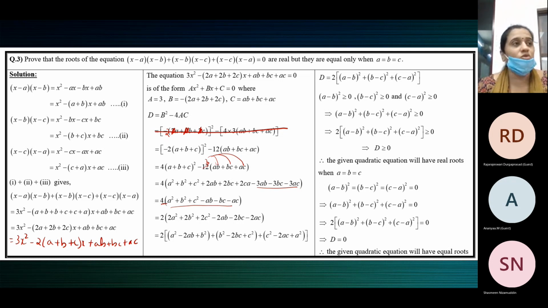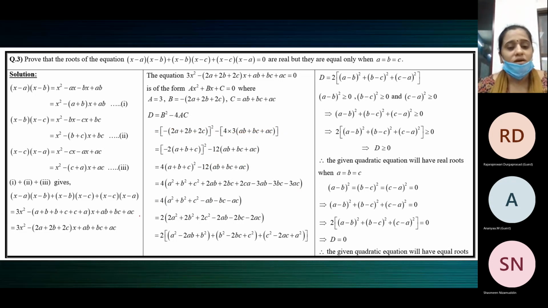Now write this 4 as 2 into 2. Write 1 2 outside. Multiply the other 2 with all the terms inside the bracket. 4 is 2 into 2. So you will get 2A square, 2B square, 2C square, 2AB, 2BC, 2AC.